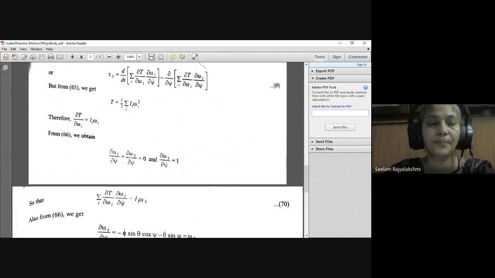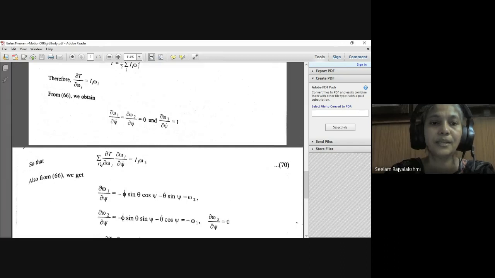Therefore, from equation number 66 we obtain dou omega 1 by dou psi dot equals 0, dou omega 2 by dou psi dot equals 0, and dou omega 3 by dou psi dot equals 1. So that sigma I dou T by dou omega I by dou psi dot equals I3 into omega 3. This is equation number 70.